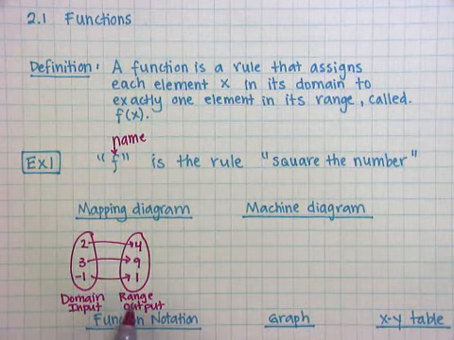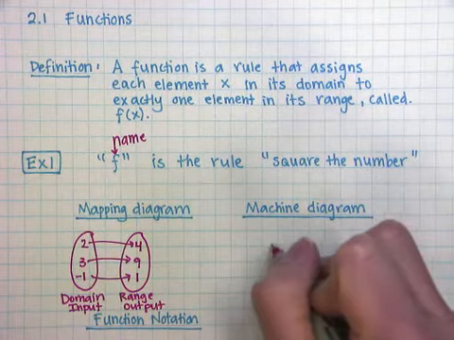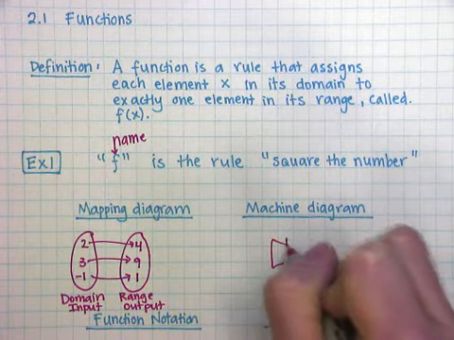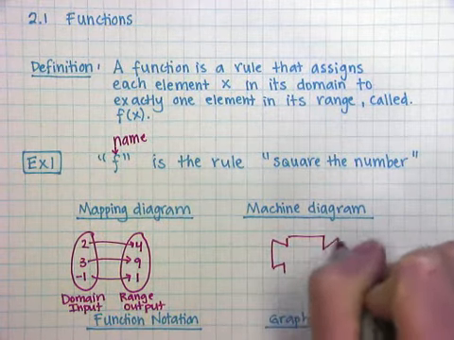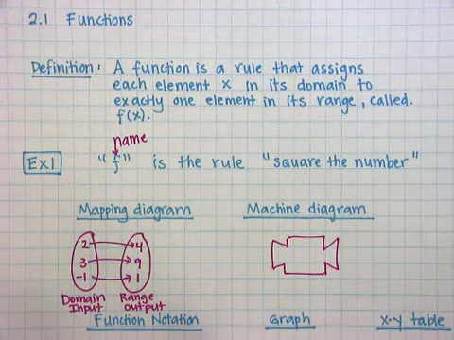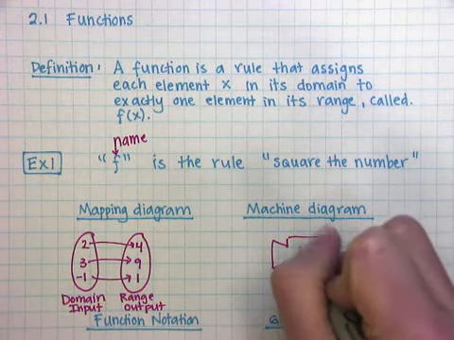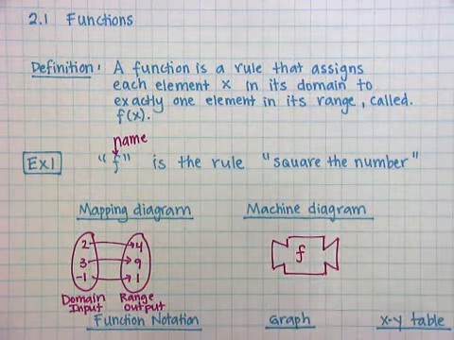Now, a mapping diagram is one way to represent a function. A machine diagram is another. So you could think of this as a machine. Functions are like machines. I kind of like to think of them like blenders. Like if you're to make a smoothie, what you put in is fruit, and then you put it into the blender, and you blend it up, and what you get out is smoothie.